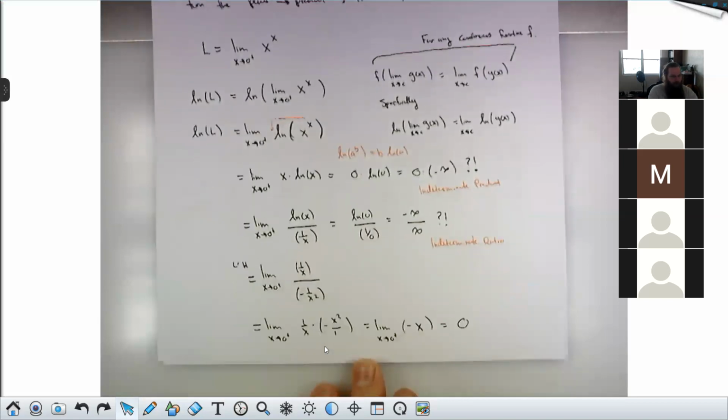Now that I've done my L'Hopital's rule, I can try taking the limit again. But before I do that, I realize that this can be cleaned up. 1 over x divided by negative 1 over x squared. Let's just simplify this fraction before I take the limit.